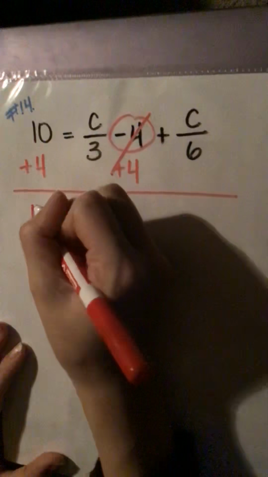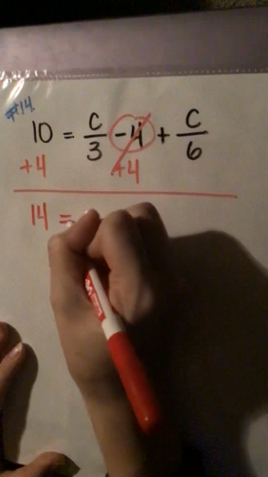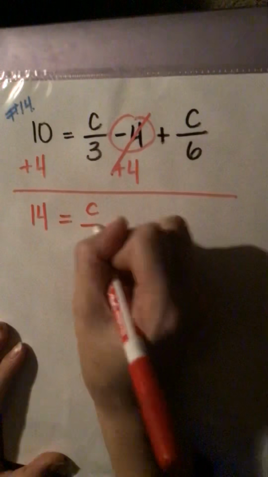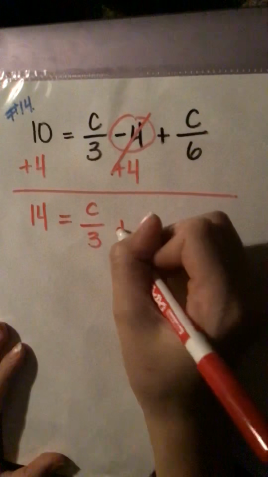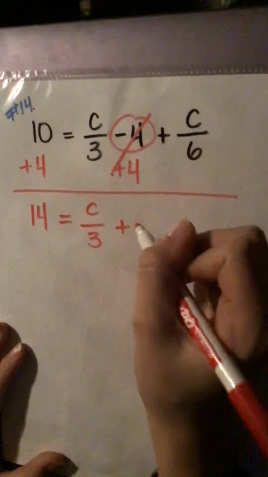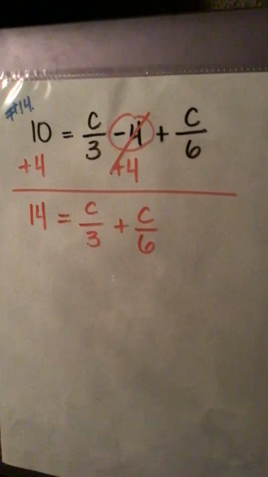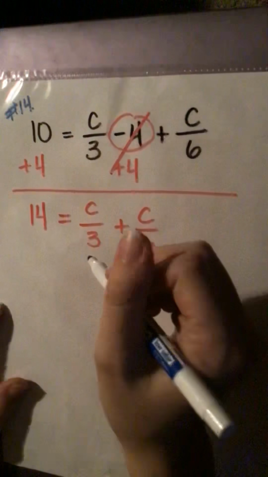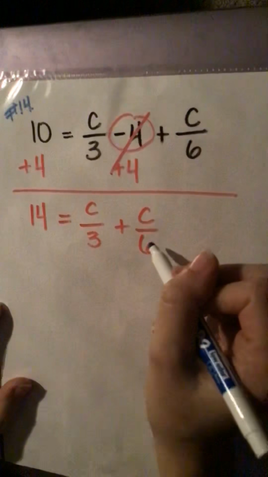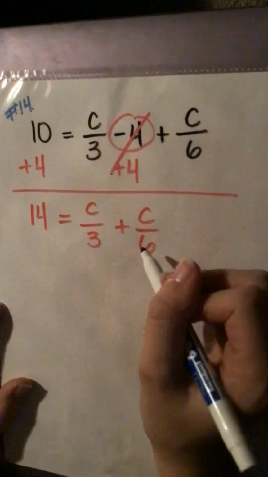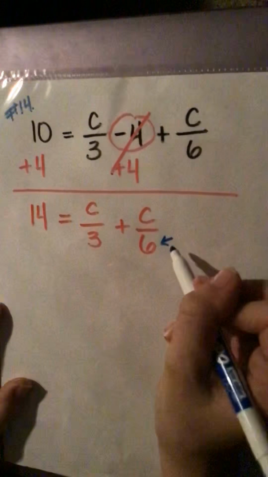So on the left side we have 14 equals, and then on the right we have c divided by 3 plus c divided by 6. On that right side, because c over 3 and c over 6 are like terms, we do want to combine those. But because they're fractions, we have to have a common denominator between them. And one nice common denominator is actually 6.